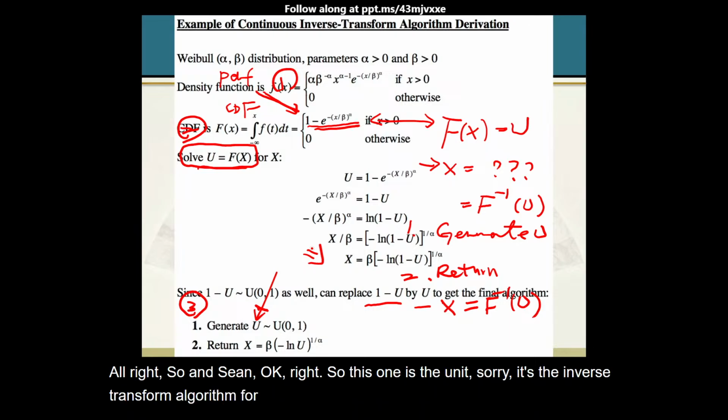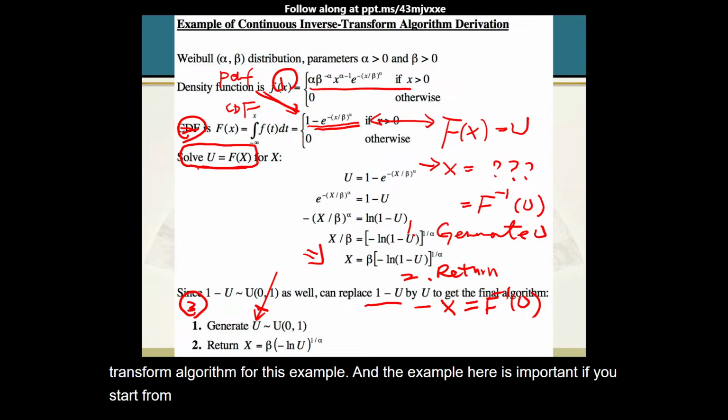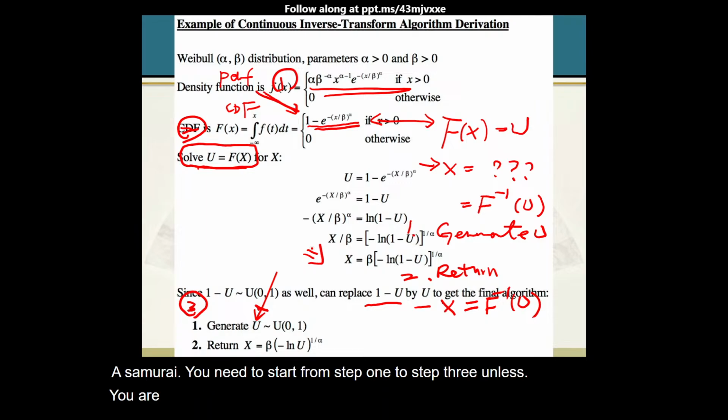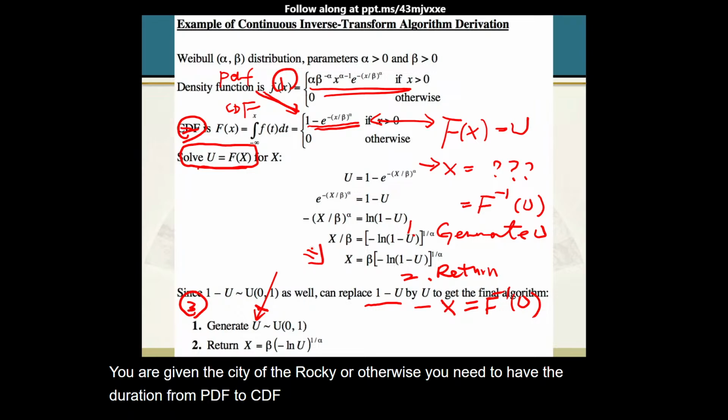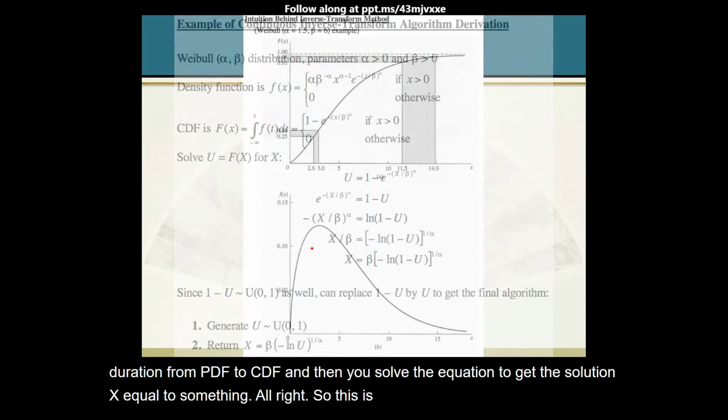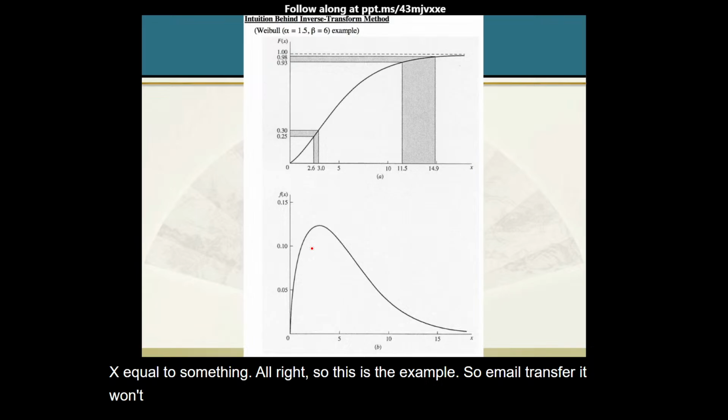And the example here is important. If you start from, for example, this one, you need to start from step 1 to step 3, unless you are given the CDF directly. Otherwise, you need to have the derivation from PDF to CDF, and then you solve the equation to get the solution x equal to something. All right, so this is the example. So inverse transform won't be any problem to you.